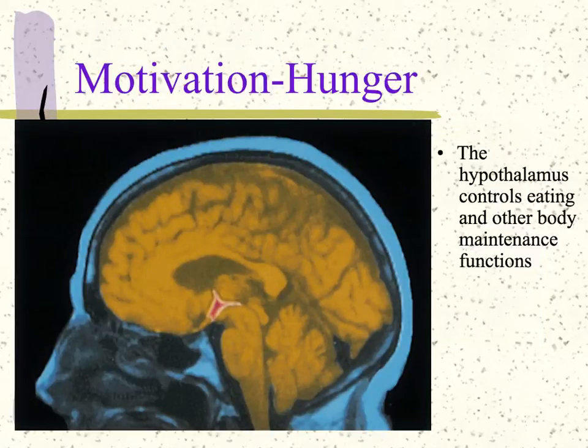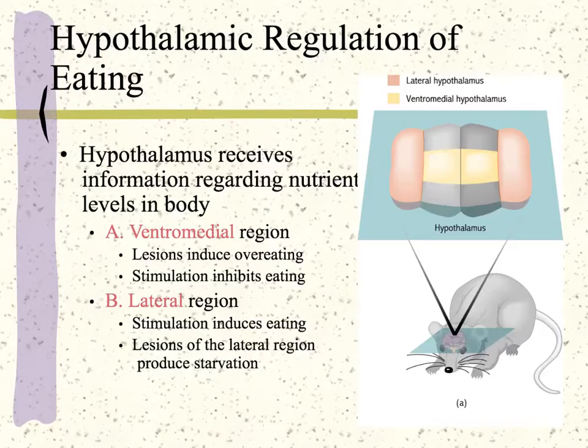Remember, the hypothalamus, which I've already mentioned, controls eating and other body maintenance functions. But there are specific parts of the hypothalamus that regulate hunger that you need to be aware of. The hypothalamus receives information regarding nutrient levels in the body. And there are two important parts of the hypothalamus that relate to eating and hunger, as pictured here. They are the ventromedial and the lateral hypothalamus.